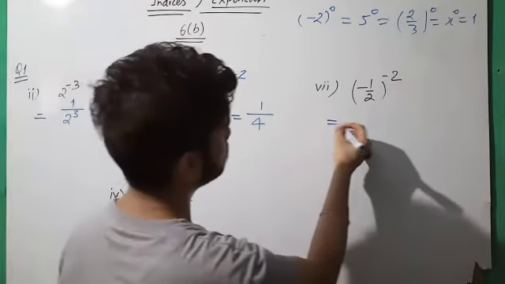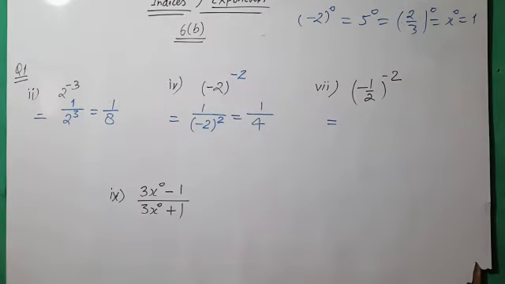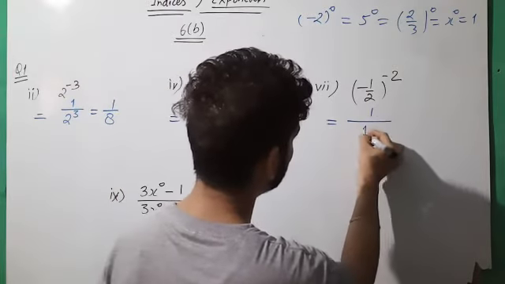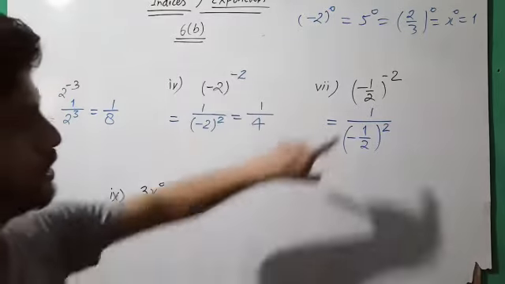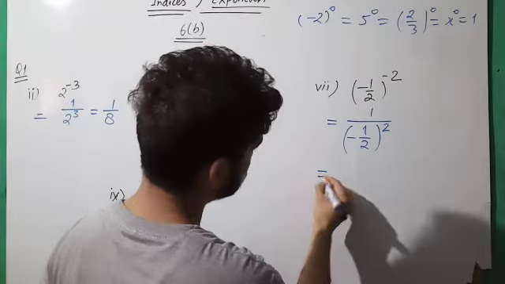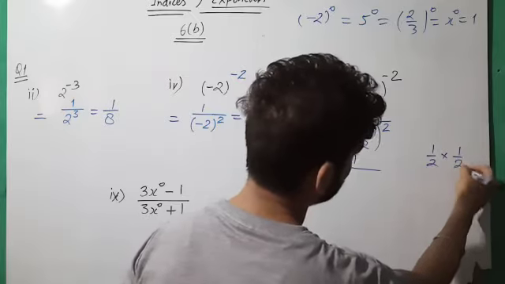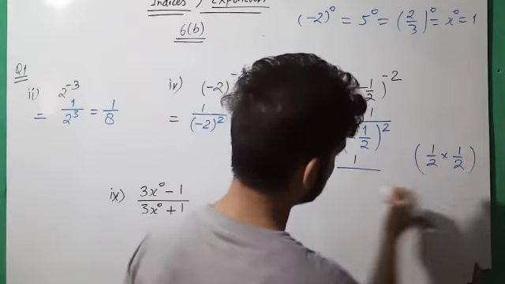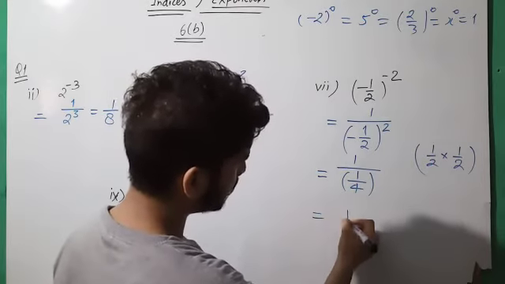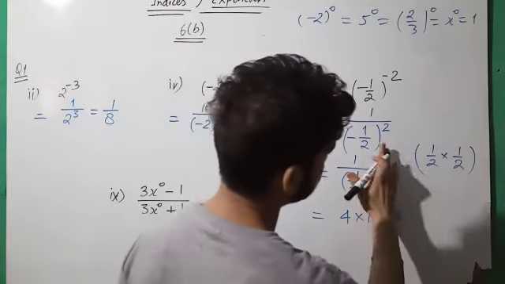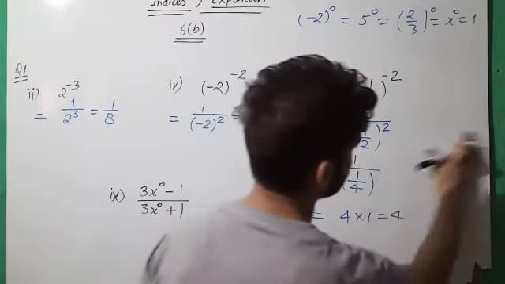Now in the seventh part we have minus 1 by 2 to the power minus 2. This is somehow important. Now we have to write like this: 1 upon minus 1 by 2 to the power 2. Now we have 1 upon 1 by 4, and the denominator's answer is 1 by 4, so just move it to the numerator, and this is 4 into 1, that is 4. Minus 1 by 2 into minus 1 by 2, the minus cancels with the minus, so the answer is 1 upon 4.